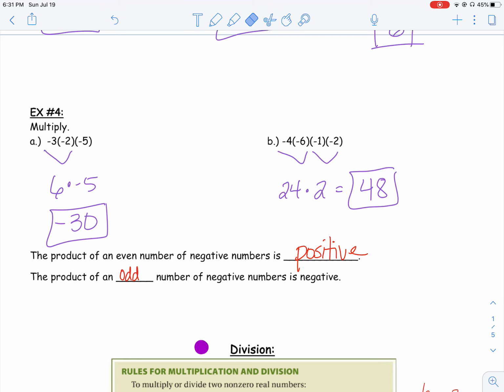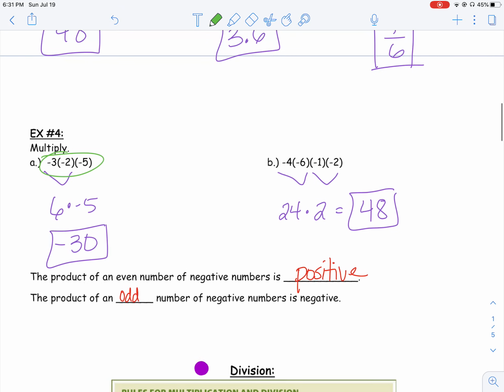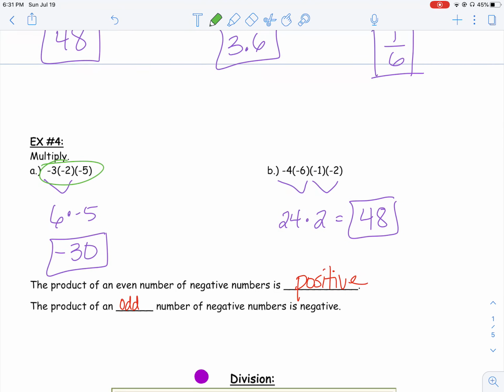Now, if I have an odd number of negative numbers being multiplied, like in this one, the first two negatives are going to give me a positive, but a positive times a negative is going to make me end up with a negative answer. So the product of an odd number of negative numbers is always going to be negative. That's helpful because instead of worrying about positives and negatives as you go along, you can determine right away if your answer is going to be positive or negative, and then simply just worry about multiplying your values together.